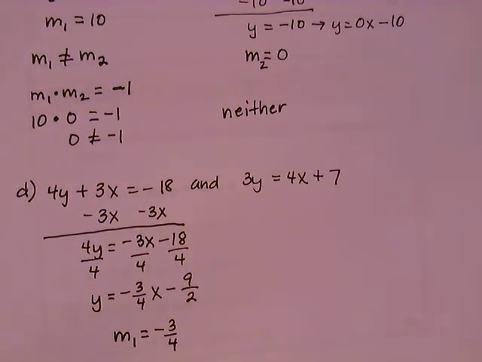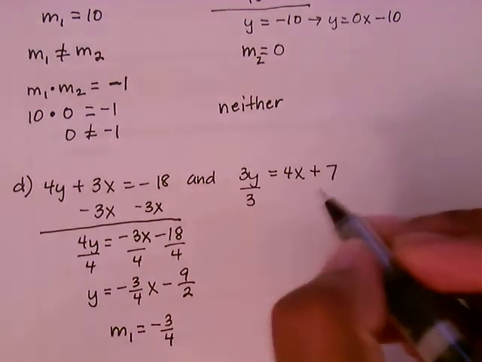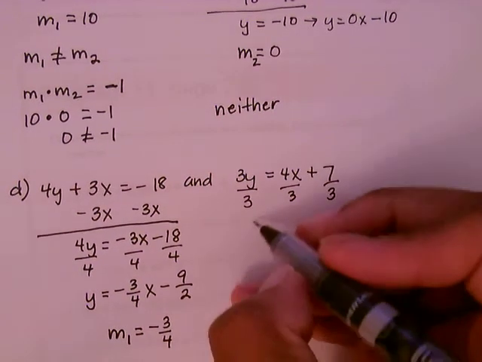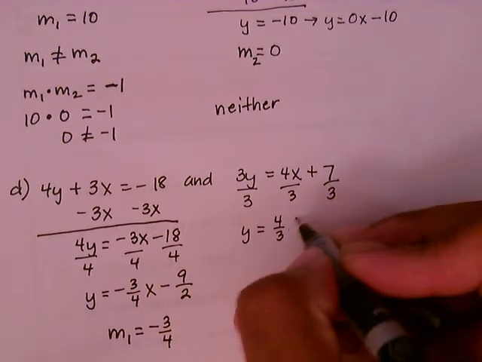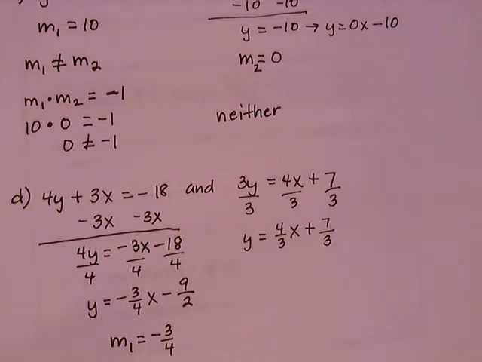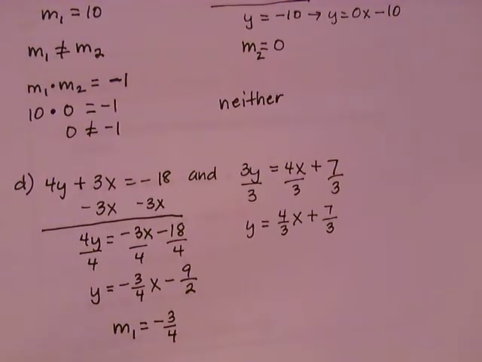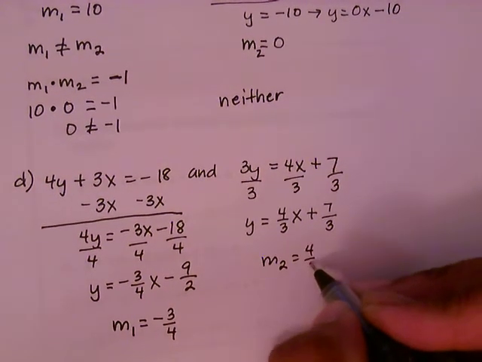And the second equation, 3y equals 4x plus 7. Well, we need to solve for y by getting rid of that 3 that's in front. So I need to divide each and every term by 3. So that means y is equal to 4/3 x plus 7 over 3. So now the slope of that second equation, m2, is 4/3.